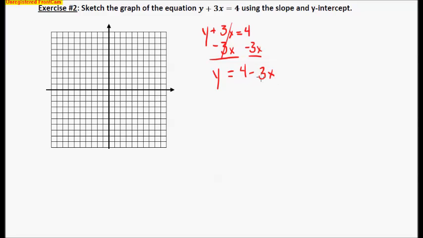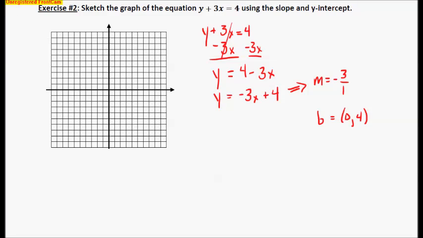What we've done before is take these two terms, and it's okay to switch them around as long as I take the positive or negative sign with the term. So that's in the form y equals mx plus b, and that tells me that my slope is -3. I'm going to write it as a fraction, -3 over 1, and my y-intercept is the point (0, 4).